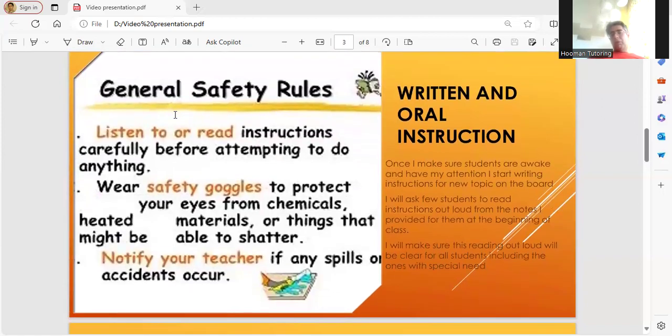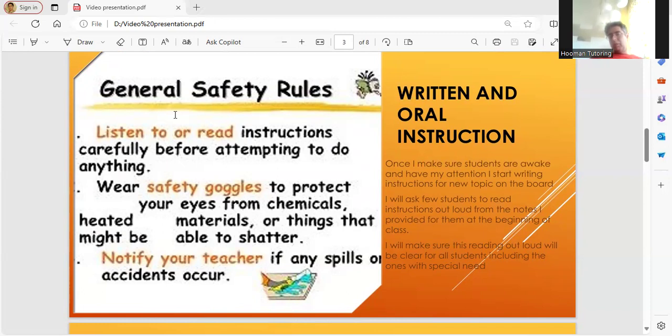Then I will make sure the instructions are very thorough, both the written and the oral instruction, because I believe that some students learn from listening, and some learn by looking at something. So once I make sure the students are awake and have my attention, I start writing instructions for the new topic on the board.